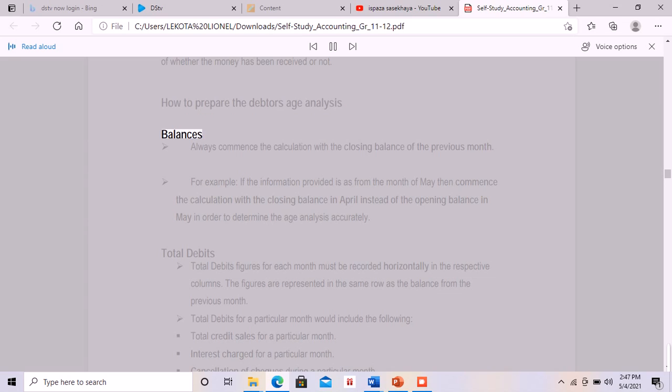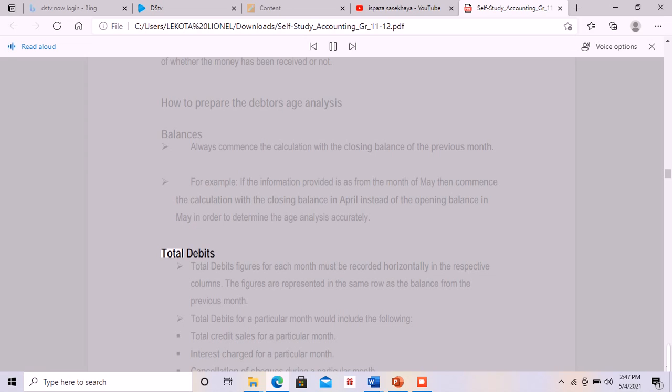Balances: always commence the calculation with the closing balance of the previous month. For example, if the information provided is as from the month of May, then commence the calculation with the closing balance in April instead of the opening balance in May in order to determine the age analysis accurately.